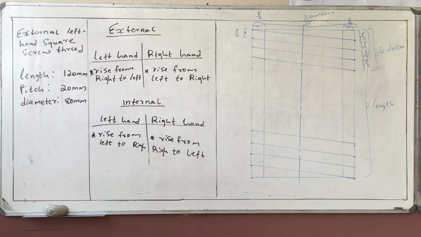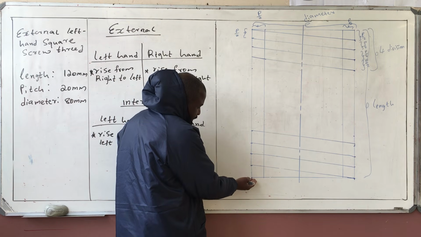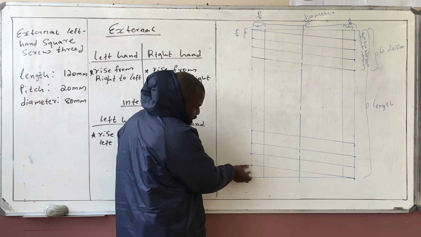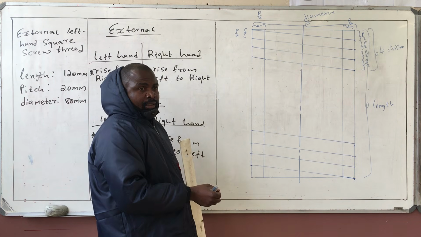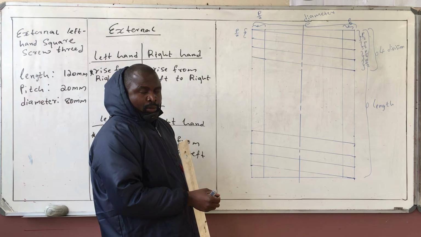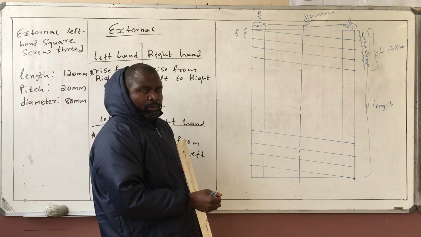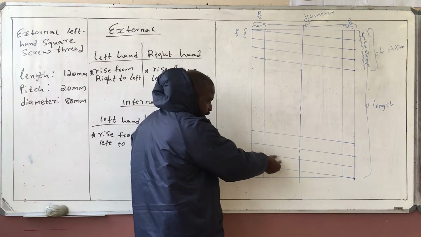So okay, look here. From the bottom, the first one there, we have a triangle. Can you see the triangle? So I'm going to skip the triangle. I'm going to start with the rectangle. After the triangle, I have a rectangle.